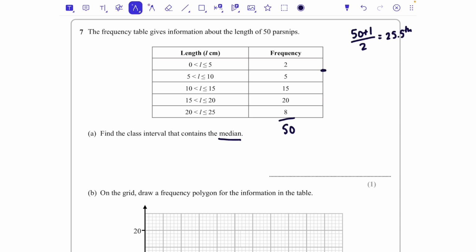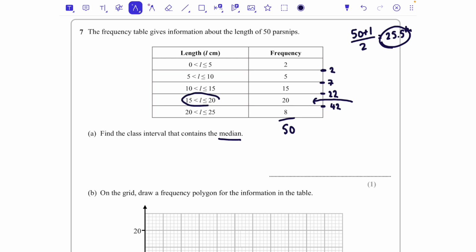So at the end of this category, I've had 2 of the smallest parsnips. At the end of this category, I'm now up to 7. So I've still not reached that middle value. At the end of this category, if I add on another 15, I get to 22. So I've still not reached the middle value. But by the end of this category, if I add 20, I'd be up to 42. So my 25th and my 26th piece of data fall in this category here.